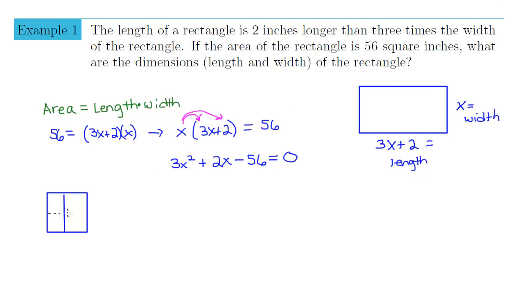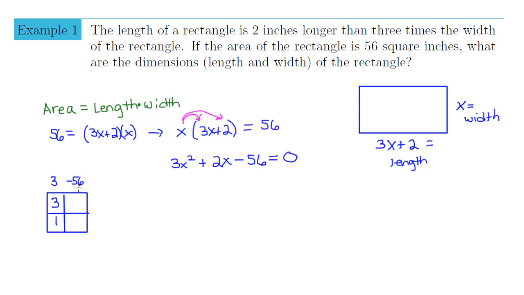In the box method for factoring, I create a little chart here where the first column are factors of 3 and the second column are factors of negative 56. So I need two numbers that multiply to 3. Well, that's pretty simple, 3 times 1. And now I need two numbers here that multiply to negative 56.